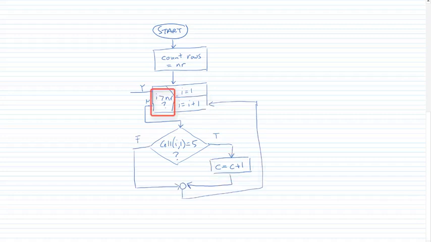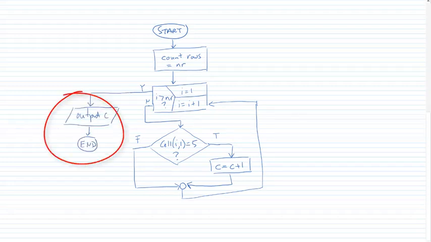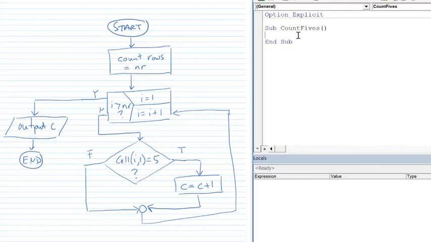When I exceeds the number of rows, we're done iterating through all the cells in our selection, and then we output the number of items that are equal to 5, and we end. And because this is a subroutine, we're going to output C in a message box. So let's put this into VBA code. I'm going to call this sub count 5s.